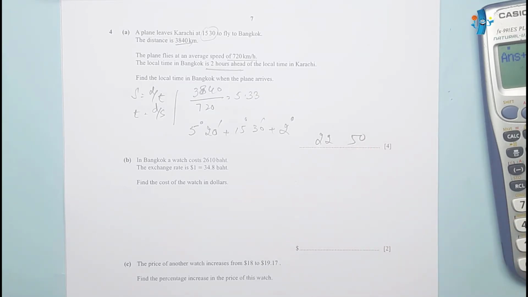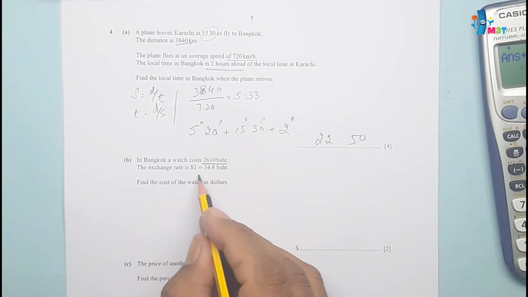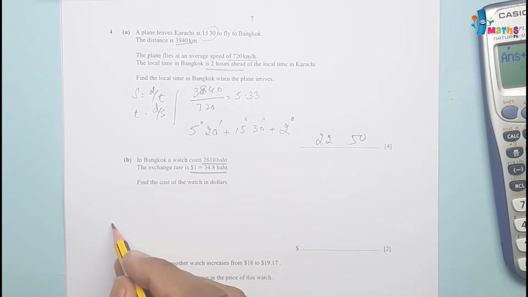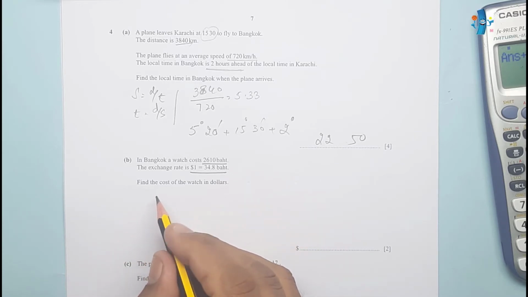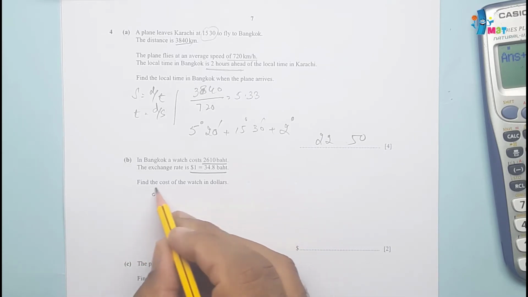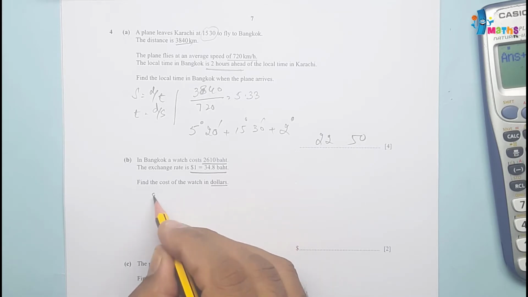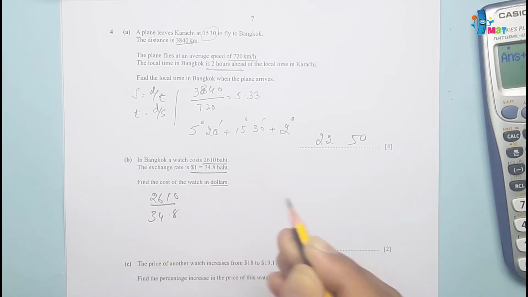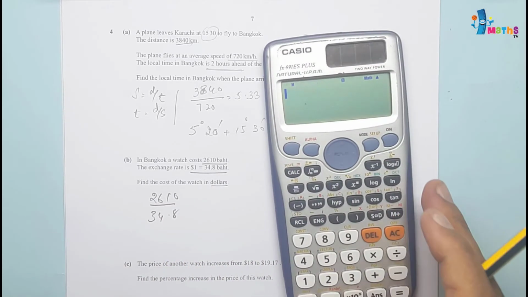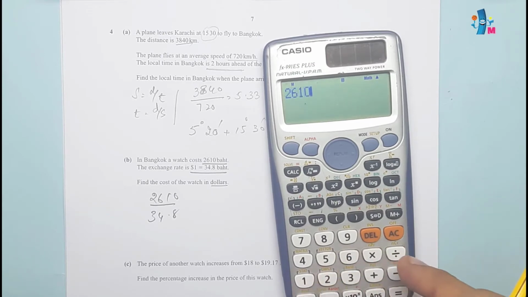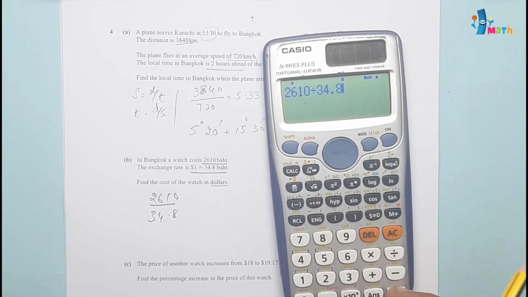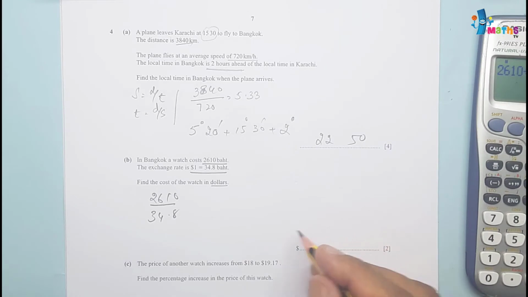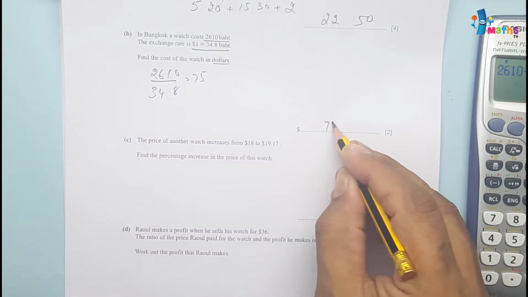In Bangkok, a watch costs this much baht, and $1 is equal to 34.8 baht. So we'll have to calculate basically the cost of the watch in dollars. So 2610 will be divided by the conversion ratio, which is 34.8, and we'll get the calculation. 2610 divided by 34.8 will be equal to 75. So this answer will be in dollars, and we will write here $75.